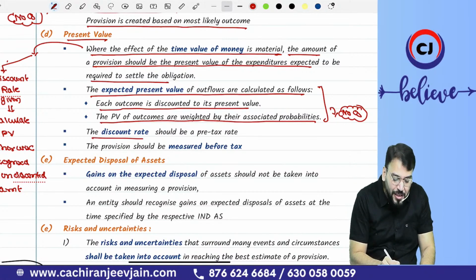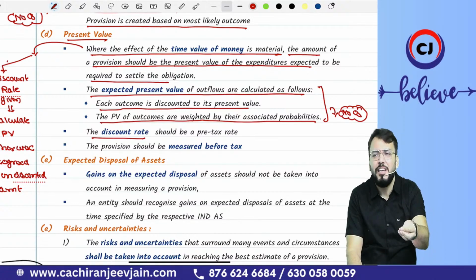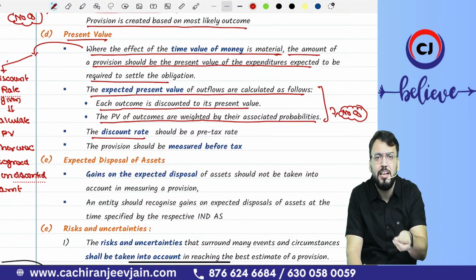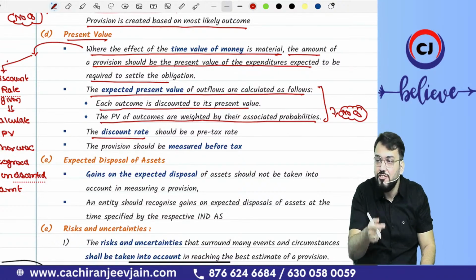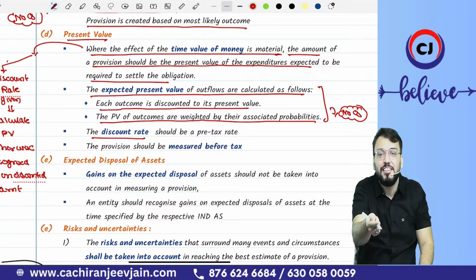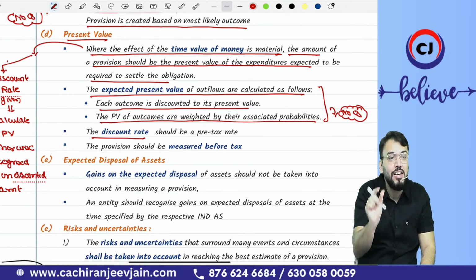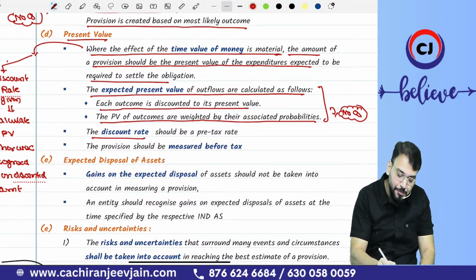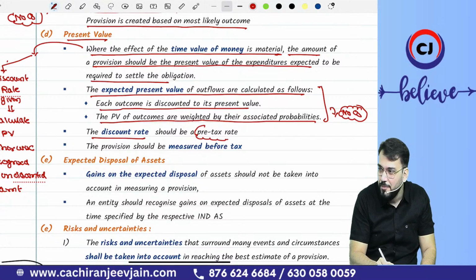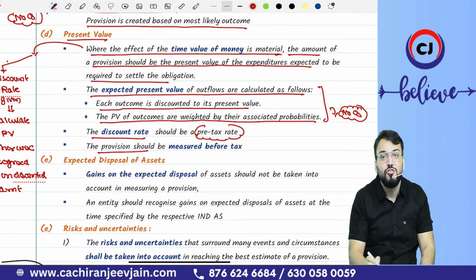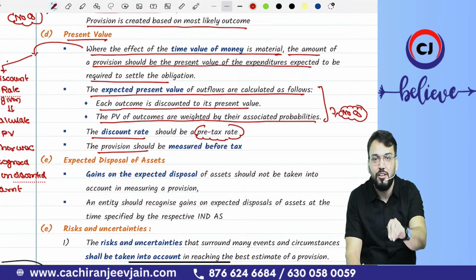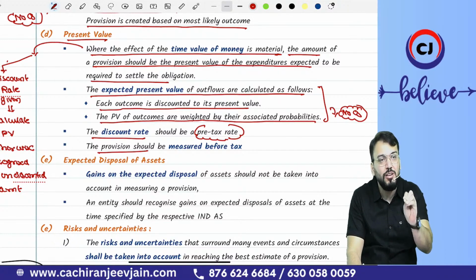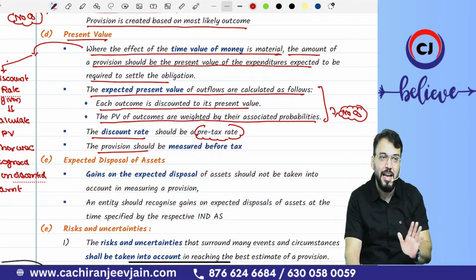Okay. Discount rate should be pre-tax. One clarification has been given. Again, discount rate will be pre-tax only. Why? Because provision is charged to profit and loss account before tax. The discount rate will also be a pre-tax rate. I hope you know post-tax rate and pre-tax rate. The provision should also be measured before tax. It should not be after tax or net of tax. Whatever amount of provision you calculate will be before tax.